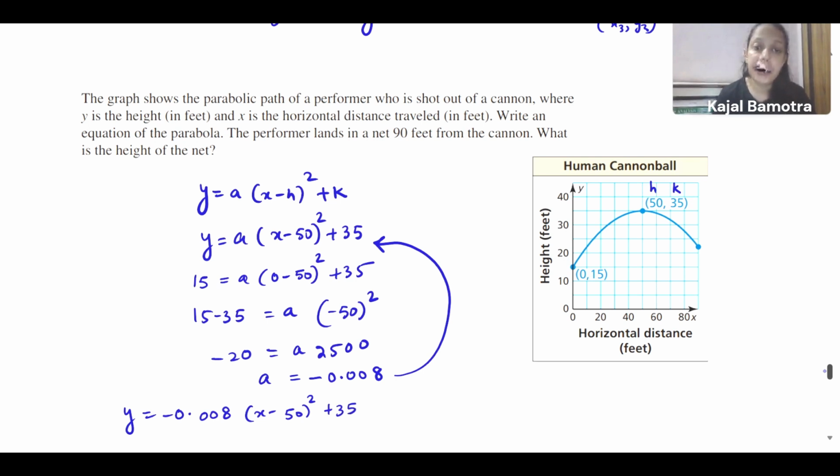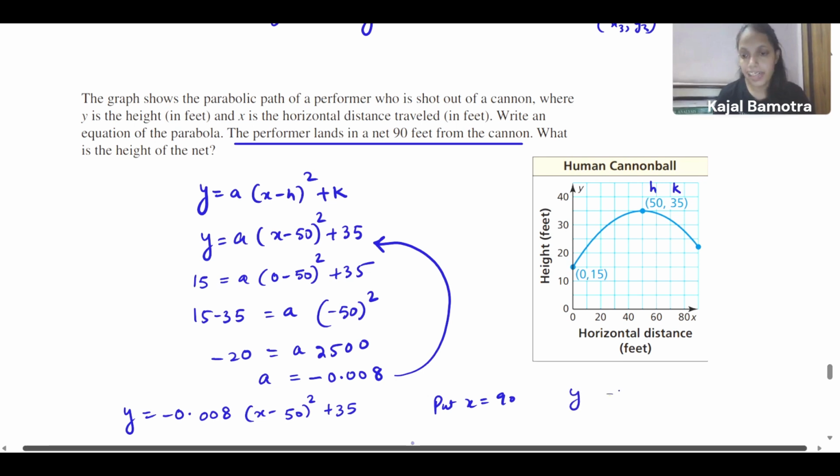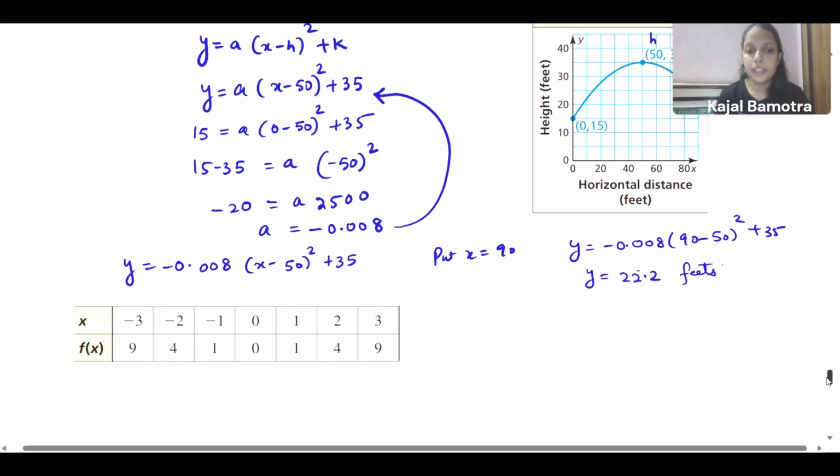Then the question says the performer lands in a net 90 feet from the cannon. What is the height of the net? So we have to find the y value when x is 90. Substitute x equals 90 here. So y equals negative 0.008 times (90 minus 50) squared plus 35. If I solve, I will get approximately 22.2. The height will be 22.2, and the units are given in feet. 22.2 feet. Done.